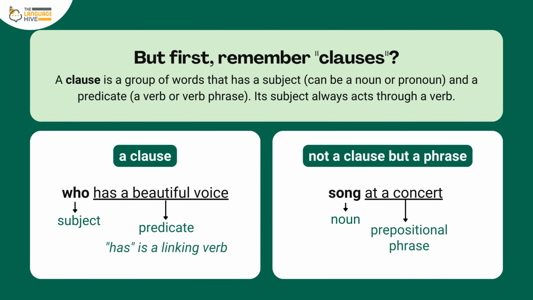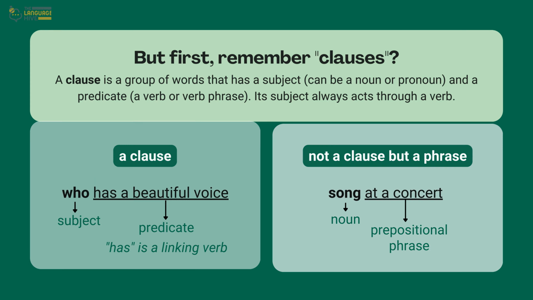But first, remember clauses? A clause is a group of words that has a subject, a noun or pronoun, and a predicate, a verb or verb phrase. Its subject always acts through a verb. A clause: "who has a beautiful voice." Here, who is the subject, and has a beautiful voice is the predicate. "Song at a concert" is not a clause but a phrase. In this, song is a noun and at a concert is a prepositional phrase.